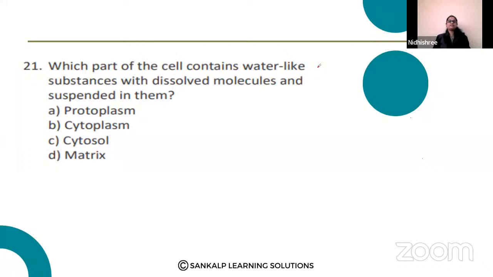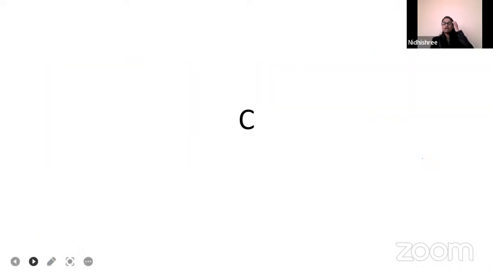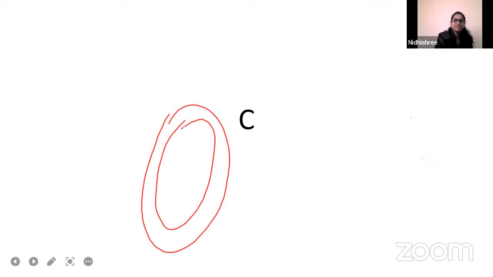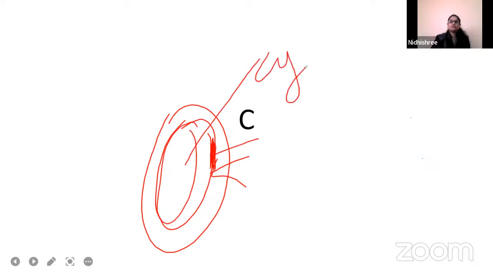The right answer here: which part of the cell contains water-like substance with dissolved molecules and suspended in them? It is cytosol, not cytoplasm. Cytosol is the fluid inside the plasma membrane. For example, if we consider this as a cell, this is a plasma membrane, which is a double layer. So the fluid within this double layer is called cytosol. Inside the membrane, which is called cytoplasm. So the right answer is cytosol. Okay, cytosol.